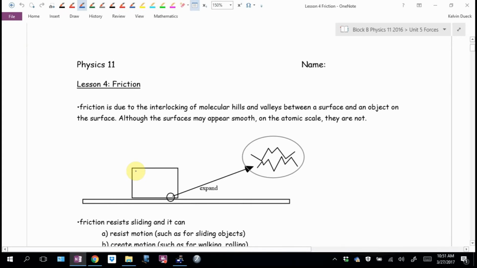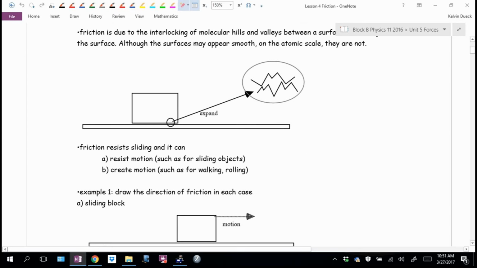Friction. What causes friction? Friction is due to the interlocking of molecular hills and valleys between a surface and an object on the surface. Your lab table might look smooth to you, but when you zoom in, your lab table on a molecular level is all jaggedy, and the surface of your hand is kind of jaggedy, and as those molecular hills and valleys slide across each other, they catch each other, they interlock with each other, and that's what you feel resisting you. That's the force of friction.